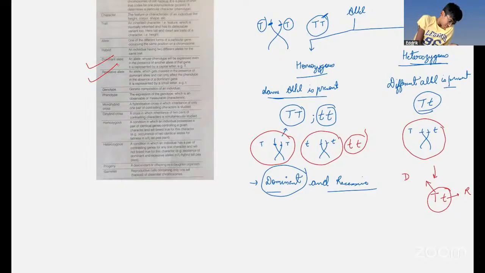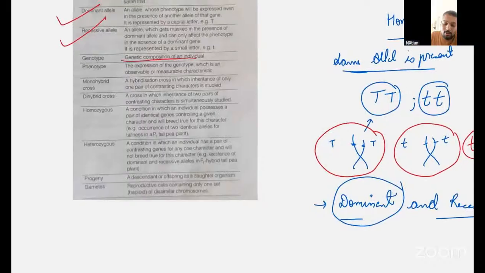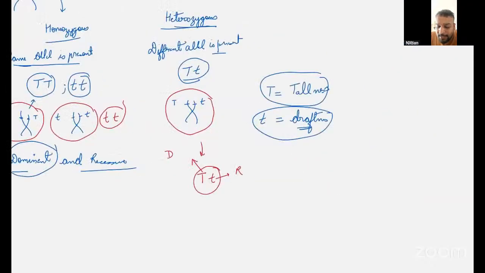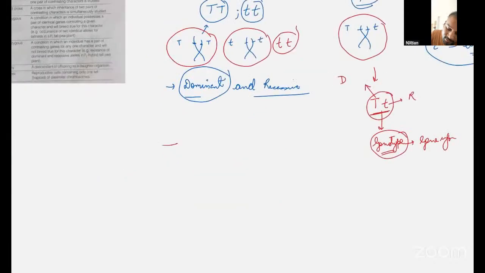Okay. So now genotypic, genetic composition of an individual. Now everyone please pay attention. See, when I'm writing capital T, this is called genotype. Genotype is gene information. If I write capital T, small t, it is called gene information, which is called genotype. Everyone got this? Yeah.